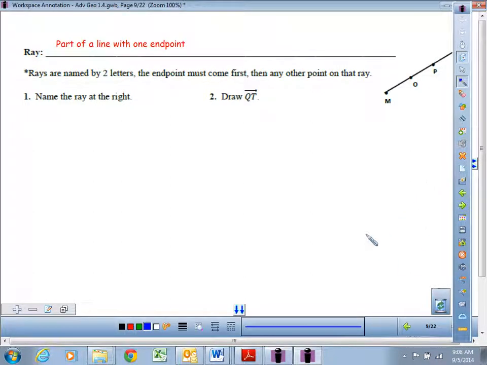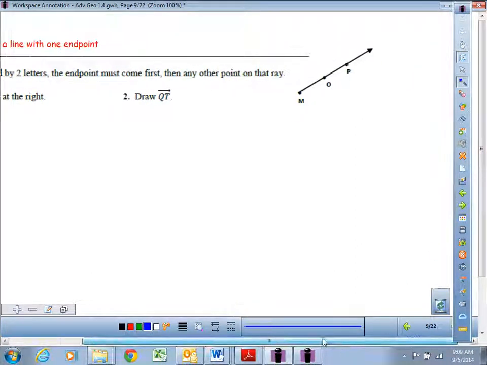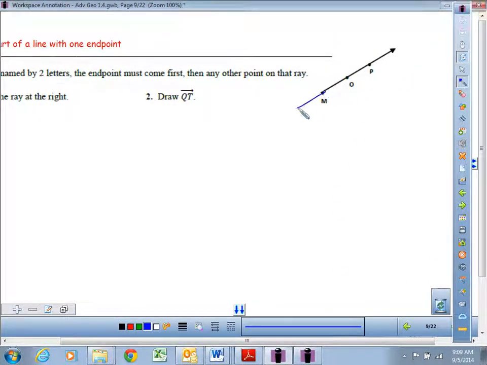A ray is a part of a line with one endpoint. So we looked at a line as being continuous in both directions forever and ever. But a ray is part of a line, so we could extend this way, but we're really just looking from this point right here in one direction. With this ray, we have 3 points. M is the endpoint, and then we have 2 other points on there, so we could name this in 2 different ways. Now, we had lines, so MP would be going this way as well.